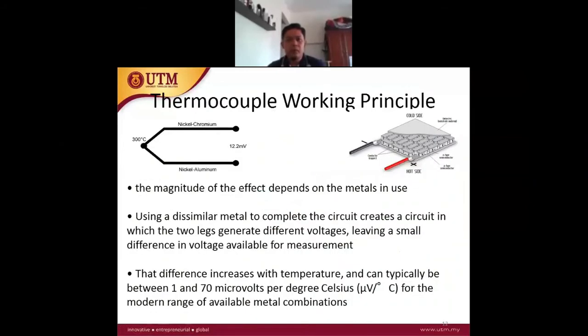So the magnitude, the output value of the thermocouple device, depends on the metal in use. In general, the magnitude will increase linearly, but the magnitude, or in another term the sensitivity of the device, will depend on the type of metal used.